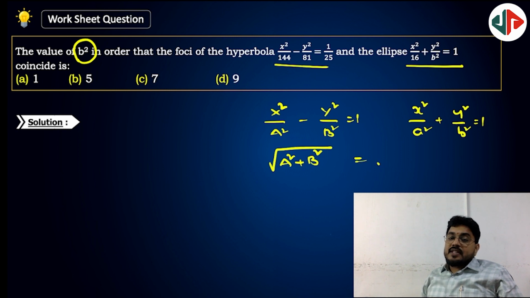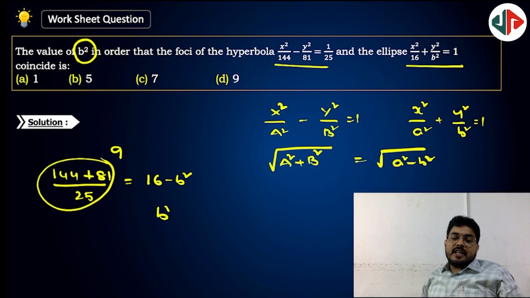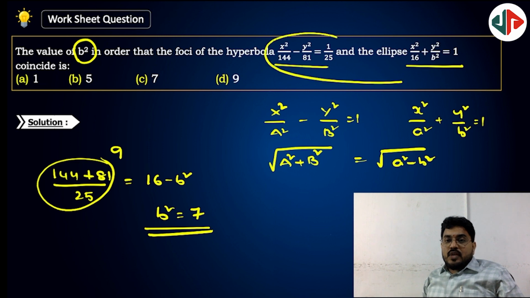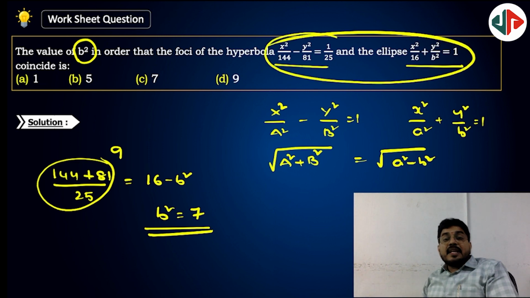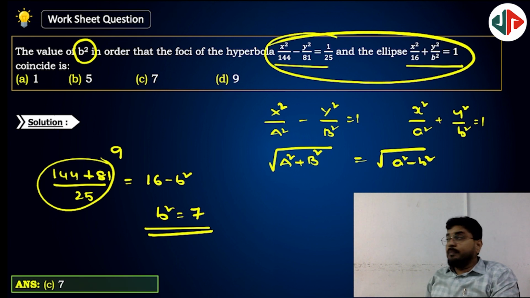Here the focus is root over a square minus b square. So it is 144 minus 81 by 25 plus 16 minus b square. This is 225, so this value is equal to 9. So clearly b square is equal to 7. And one more thing, if these are two confocal curves, they are mutually perpendicular also.